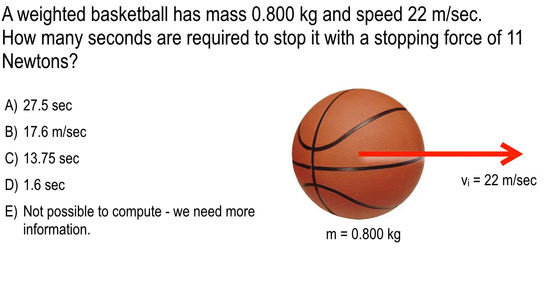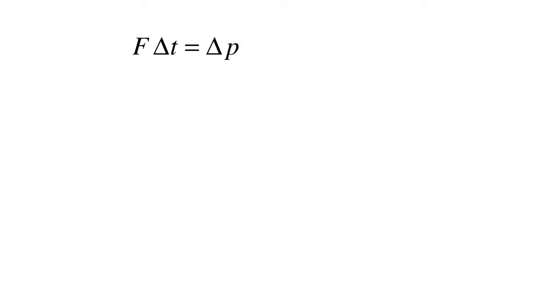Okay, if you paused the YouTube and worked it out, this is your answer, 1.6 seconds. All right. If you didn't get that, let's work it out together. We start with the impulse equation: F delta t equals delta p.